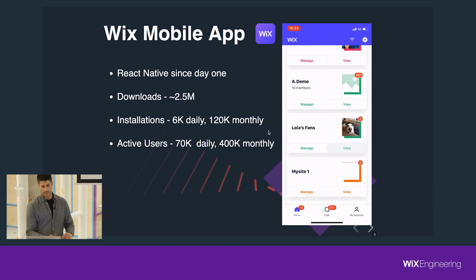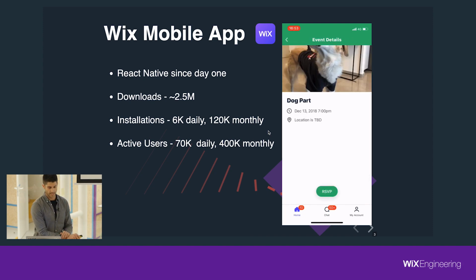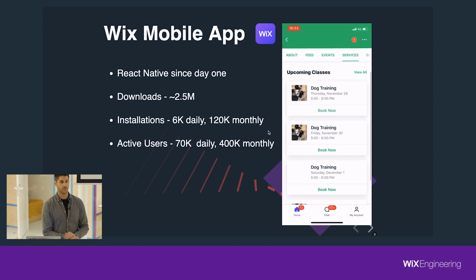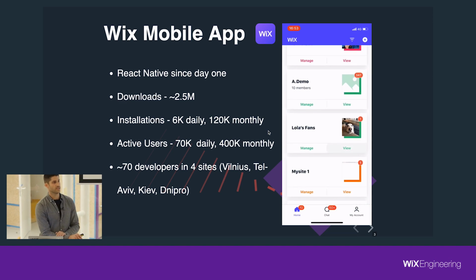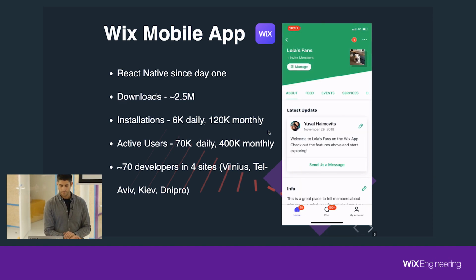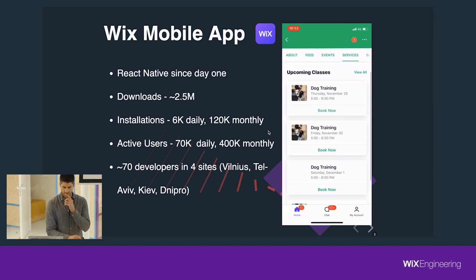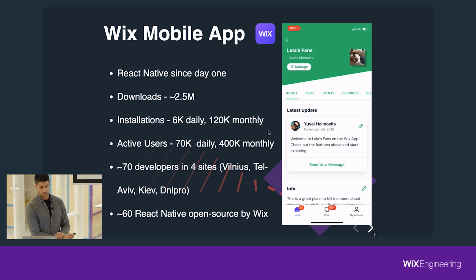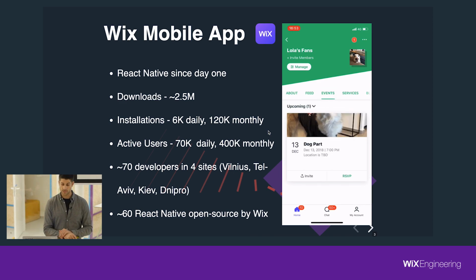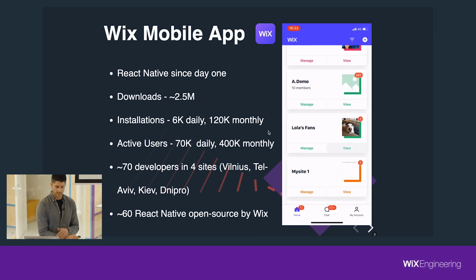We have millions of downloads, hundreds of thousands of installations monthly, thousands of installations daily, and hundreds of thousands of active users, and it's going to grow. We are 70 developers in 4 different sites. Of course, Vilnius, Tel Aviv, and 2 sites in Ukraine, Kiev and Dnipro. In Wix in general, we really believe in open source. So if we can do it open source first, we do it. In OneApp, we already wrote about 60 open source React Native projects.